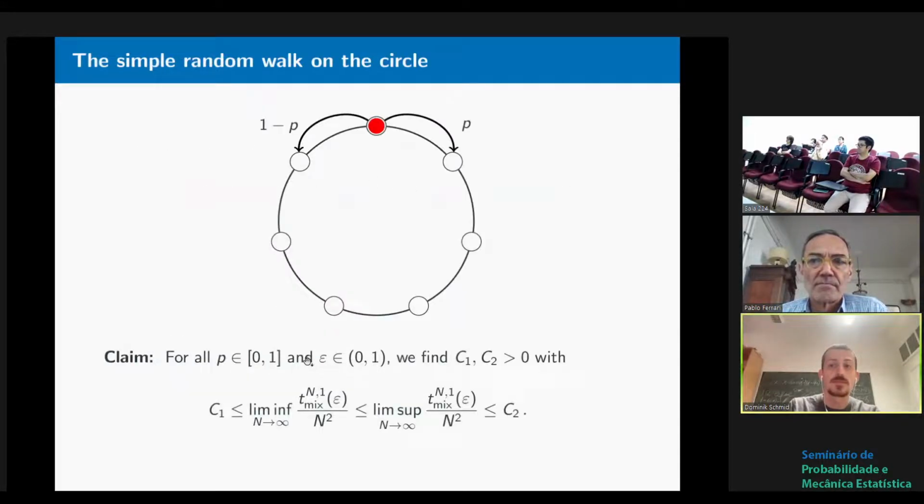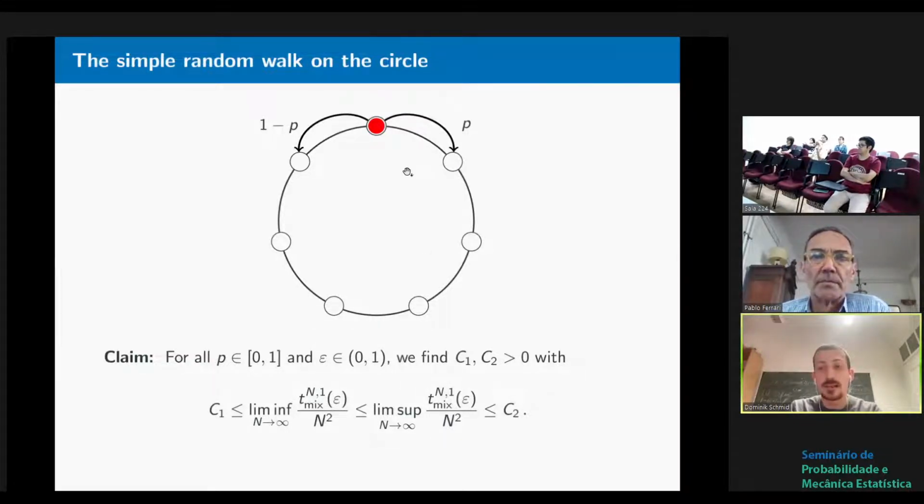So let me start with a little warm-up exercise for those of you who are maybe not too familiar with mixing time notation. This is the simple random walk on the circle. In this case, just think of k being equal to 1, and we're looking at the circle of length n. And I claim now that for any parameter p and any epsilon between 0 and 1, the mixing time will be of order n squared.